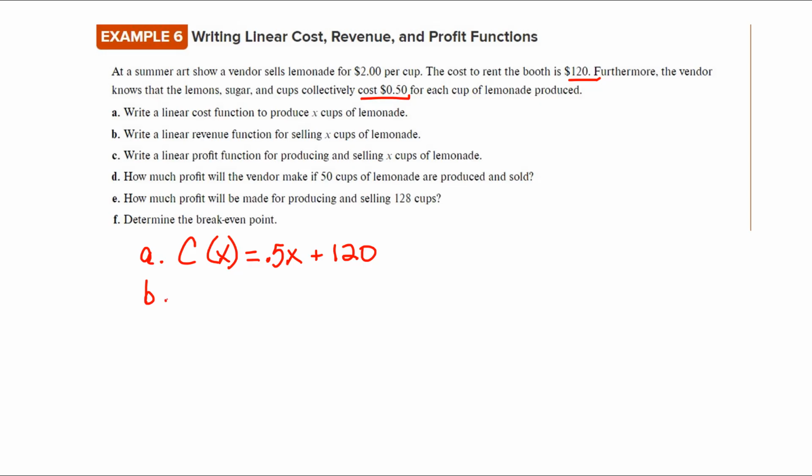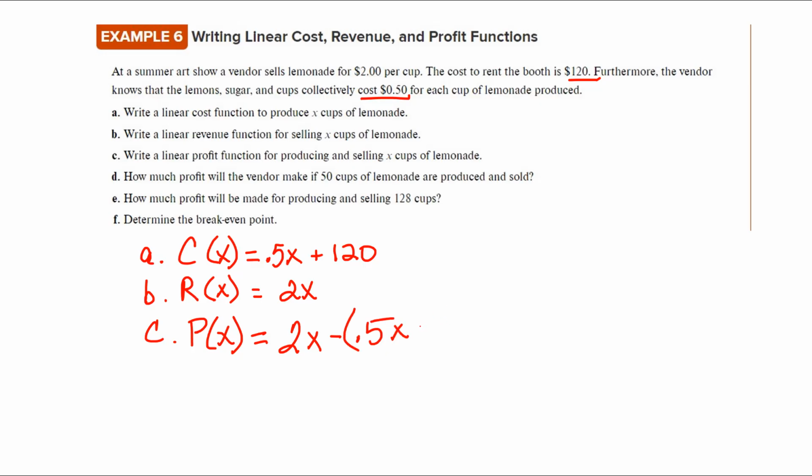Then B, write a linear revenue function for selling x cups of lemonade. So that's how much money you're going to make, and that will be $2 a cup. Every cup you get $2 for when people buy them, right? Then your profit function, that is where you take your cost and your revenue together and you say, okay, I took in this much money. However, I have to subtract my costs to tell what my profit is. So revenue minus cost is your profit.